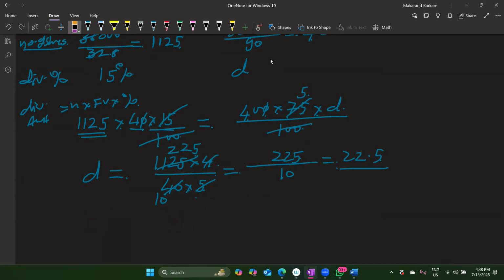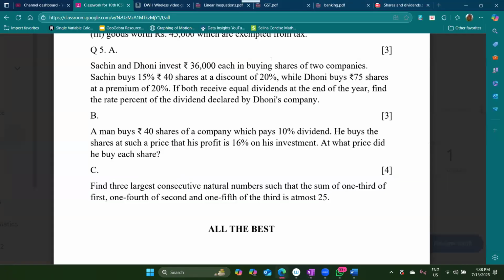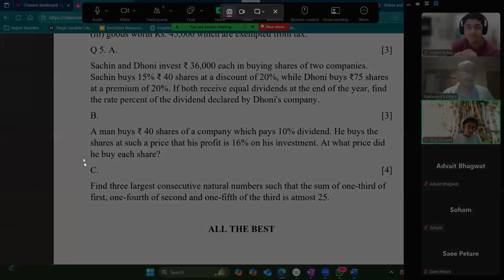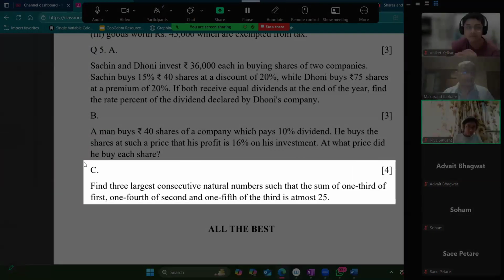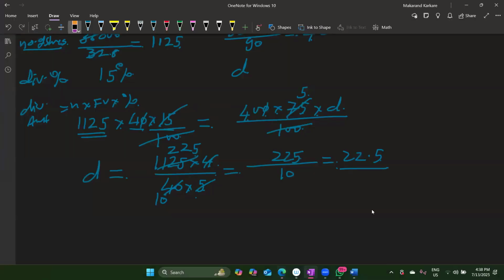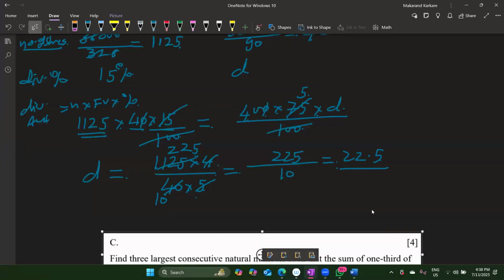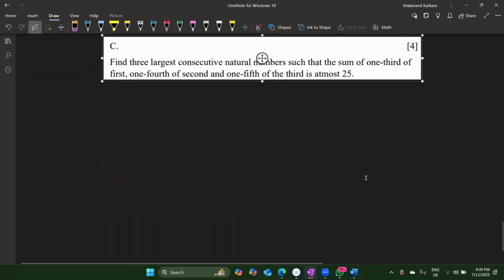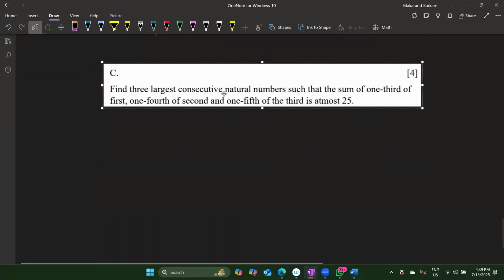Any other questions? Sir, can you solve the last question? Okay. So when they say at most, what does that mean? That means less than or equal to, right?